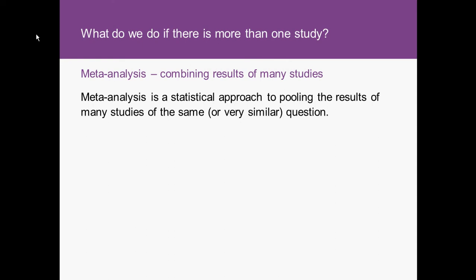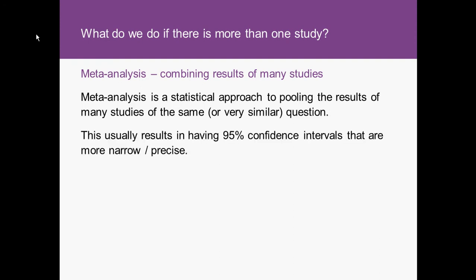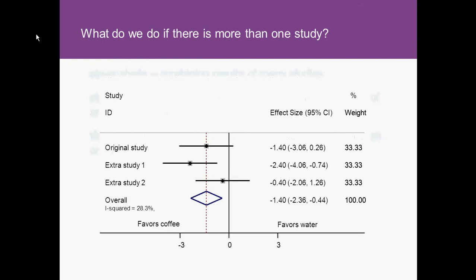In our previous video, we examined the results of a single study. But what do we do if there's more than one study? Meta-analysis is a statistical approach for combining the results of many studies of the same or very similar question. This usually results in having 95% confidence intervals of the treatment effect estimate that are more narrow or precise.